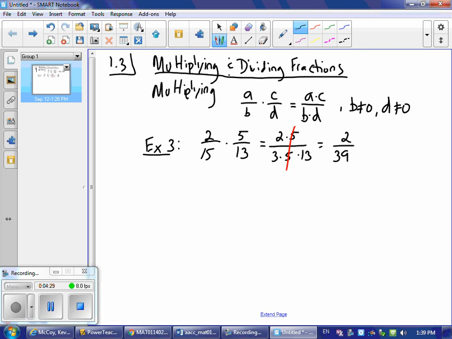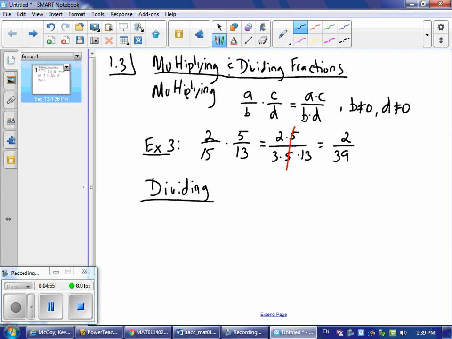So that was multiplying. Again, basic concept, multiply straight across the top, multiply straight across the bottom. If you can prime factor, it'll make it easier to reduce as we go. Otherwise, you're going to end up with some really big numbers, and then you're going to have a harder time reducing it. So now let's talk about the idea of dividing.